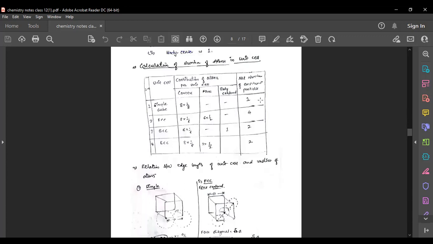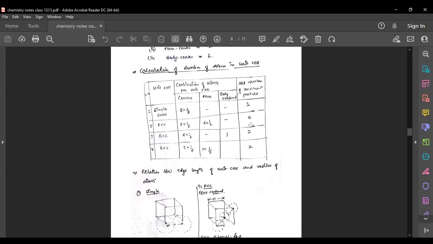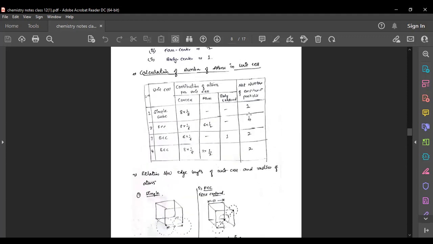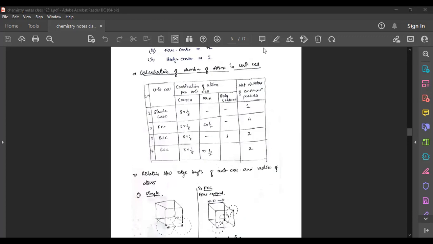So that is the contribution and Z value. Z equal to 1 in the case of simple cube, Z equal to 2 in the case of BCC, and Z equal to 4 in the case of FCC. Okay, these are the Z values, which are very important. Any doubts in this? No, sir.